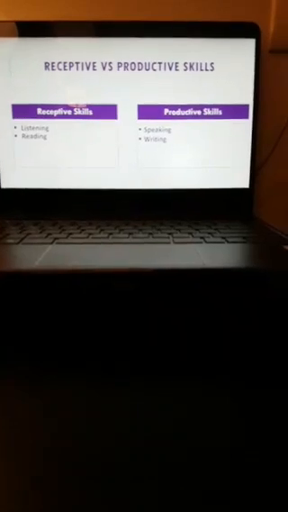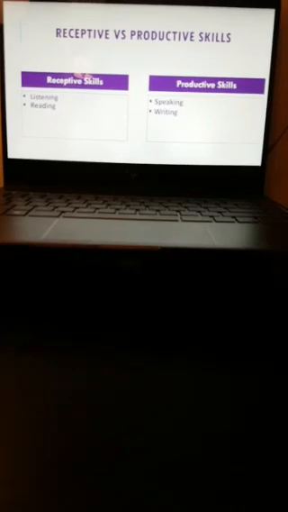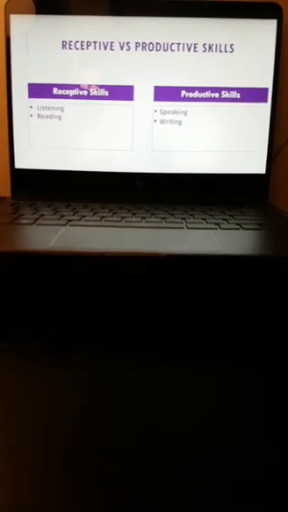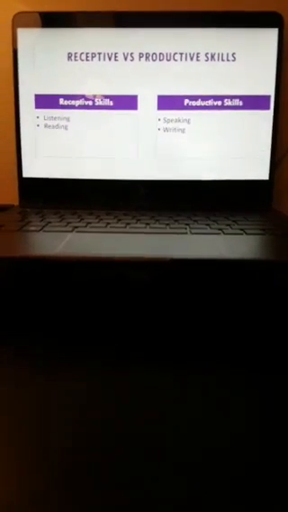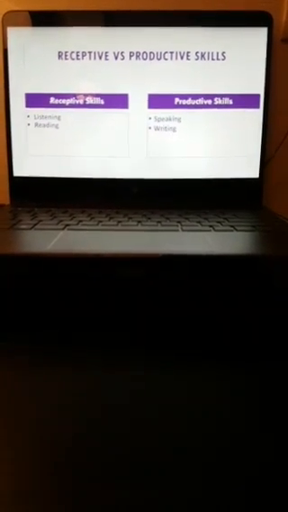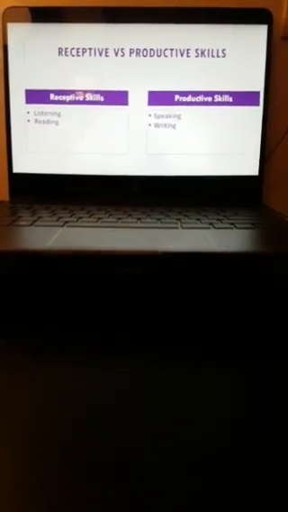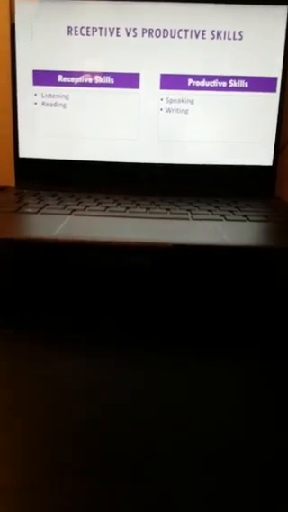Speaking and writing, these are the productive skills because the learner, what he does, he speaks or writes, produces the language in speaking orally, and in writing, and in our case the student, the foreign language student, produces the language in the form of writing, in a written essay or letter or article, whatever.